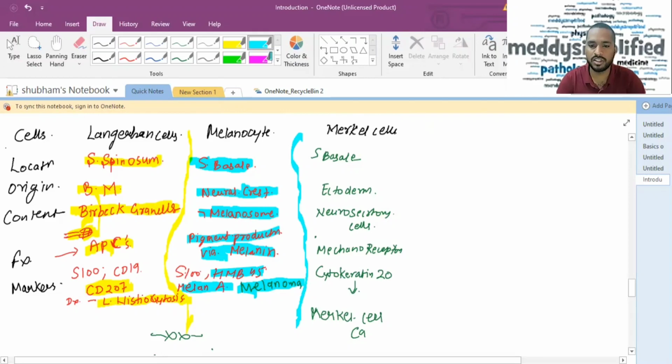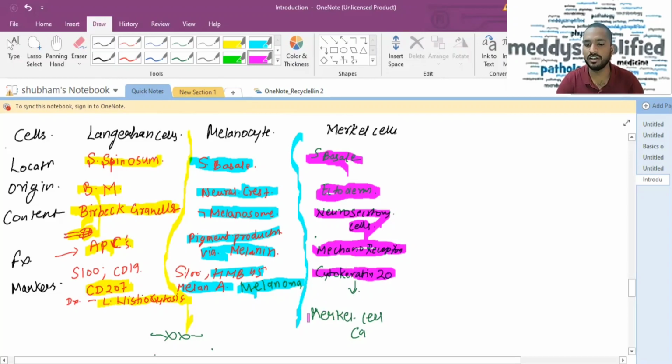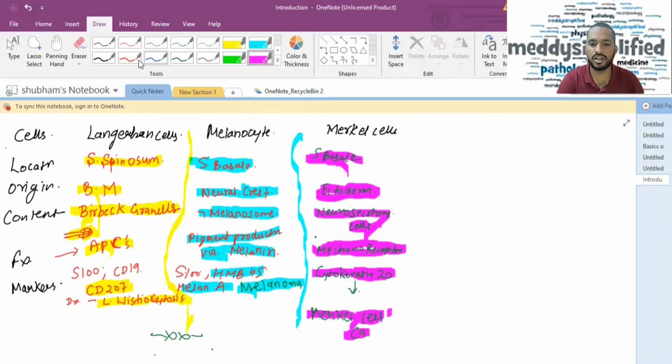Now going further, talking about the Merkel cells. So Merkel cell is also located in stratum basale. It is ectodermal in origin, as the keratinocytes were, right? It is neurosecretory in function. Neurosecretory granules are present, and the function of Merkel cell is mechanoreception. Also, the important marker of Merkel cell is cytokeratin 20, and it helps in the diagnosis of Merkel cell carcinoma. So these are the important things which we should know about the non-keratinocytes, right?